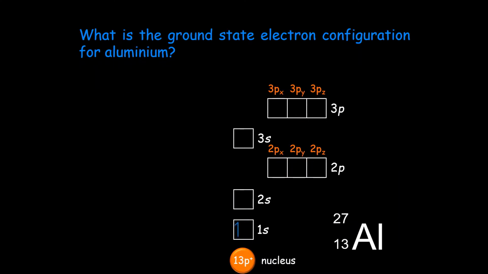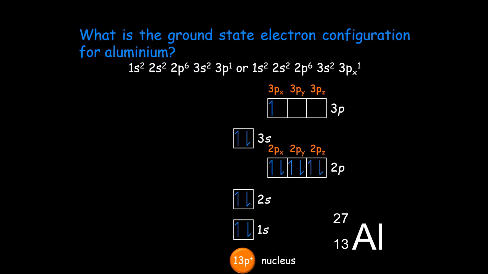So for aluminium, it's going to be 1s2, 2s2, 2p6, 3s2, 3p1. You could also say 3px1.